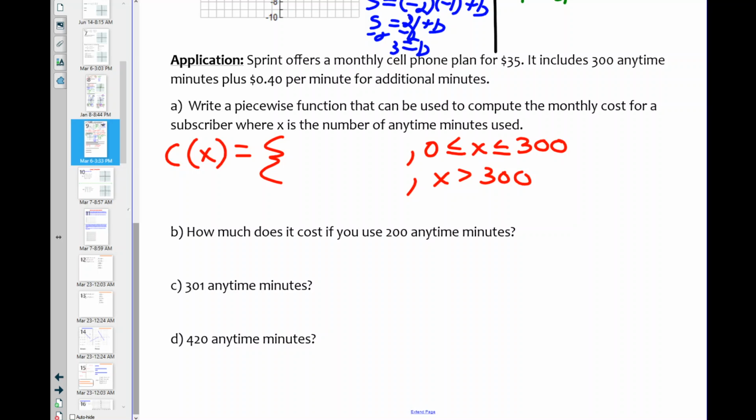The first piece should be the easy one because that's a constant function. Regardless of whether you talk between 0 and 300, how much are you going to be charged? 35 bucks. So that's constant.